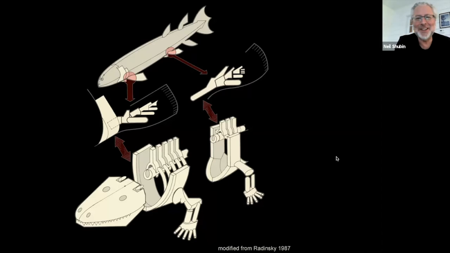You look at the fish on top, that's a cartoon of a lobe-fin fish, a fossil lobe-fin fish, from rocks about 390 million years old. And on the bottom is an early limbed animal, an early tetrapod. That's a cartoon of a fossil from rocks about 365 million years old. I remember looking at that thinking, boy, that really is a great problem. Finding fossils that are intermediate between fish and land living animal.